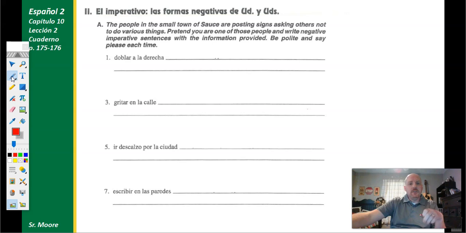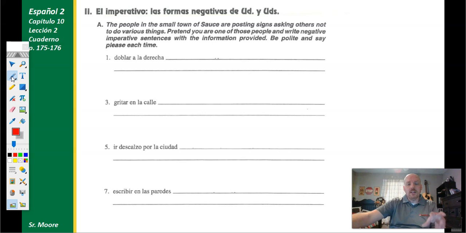The activity says, the people in the small town of Sauce are posting signs asking others not to do various things. Pretend you are one of those people and write negative imperative sentences with the information provided. Be polite and say please each time. So we are using the usted form here. So, número uno, doblar a la derecha.